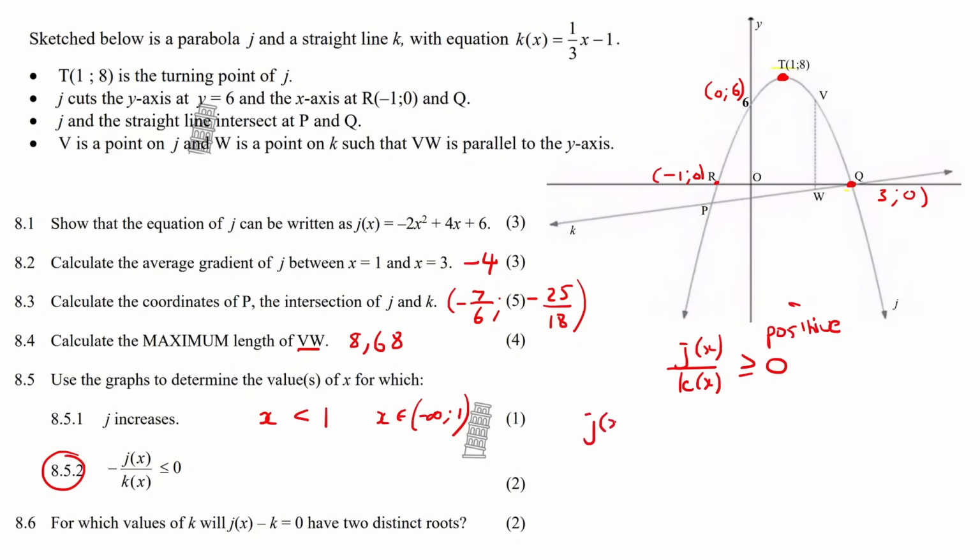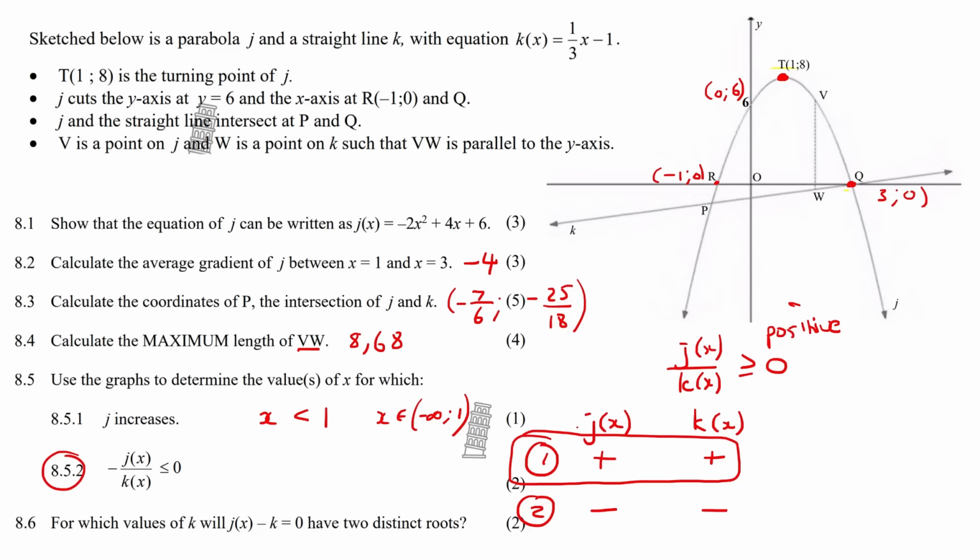So we either want j of x to be positive and k of x also to be positive, because then when you divide them, you're going to get a positive answer. Or the second scenario, you want j of x to be negative, but then k of x must also be negative, because when you divide two negatives, you still have a positive. Okay, so now we're going to look at this first scenario, and see if there are any places on the graph where j and k are positive at the same time. So I'll start with the first one.